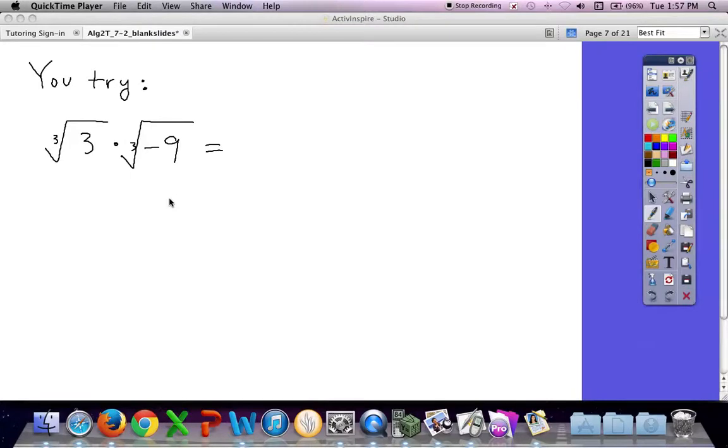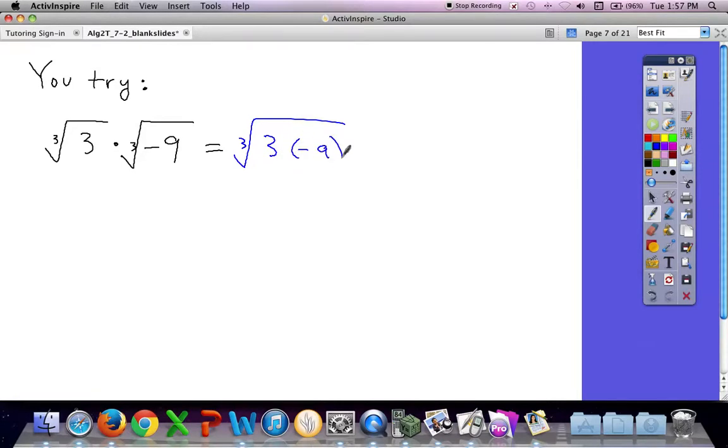Right, so again, third, we make this one radical of the product, 3 times negative 9, which is the third root of negative 27. And we know that the third root of 27 is 3, so the third root of negative 27 is negative 3.